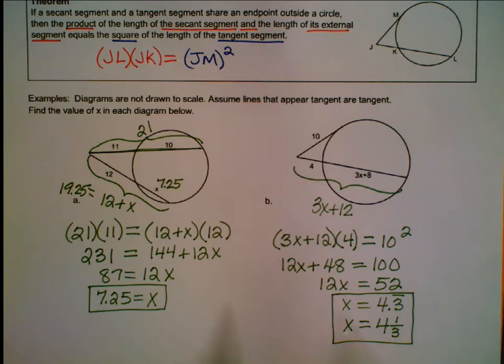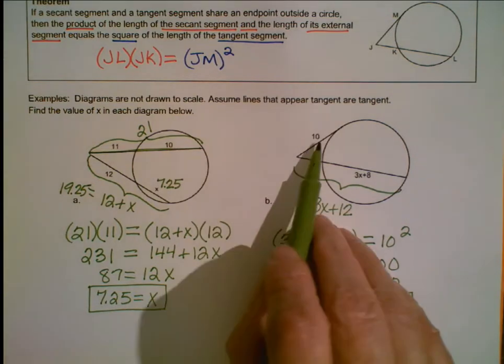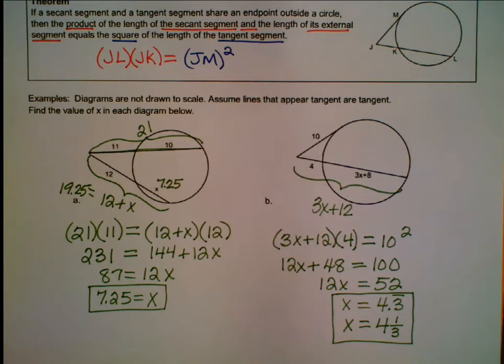So in general, a secant is the whole length times the outside part, and a tangent gets squared. And that takes care of tangents, secants, and chords.